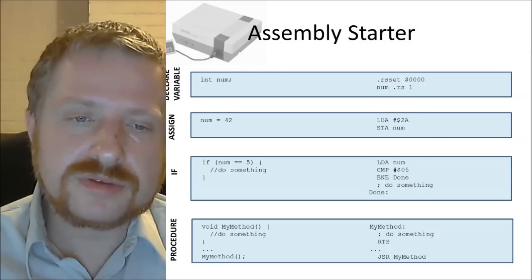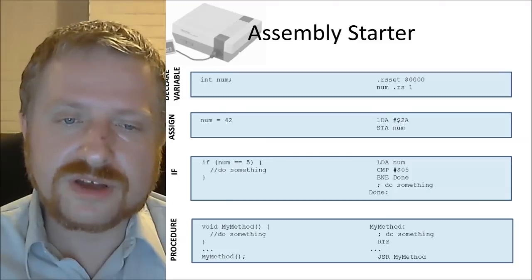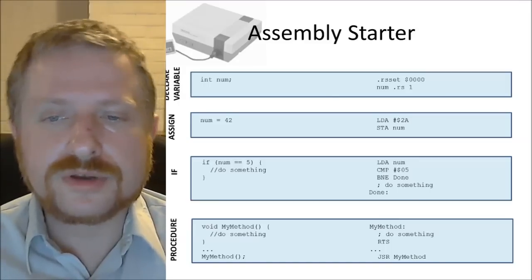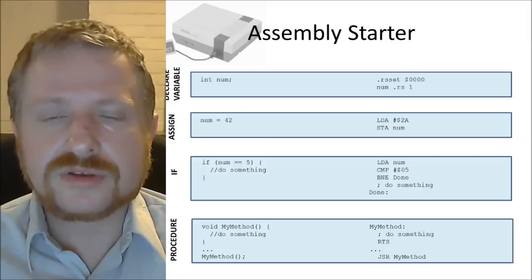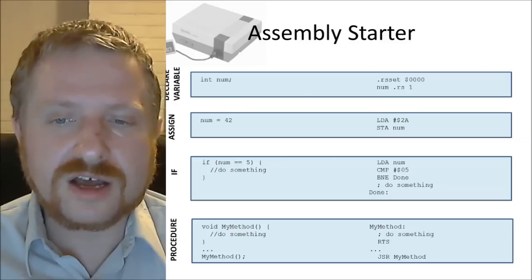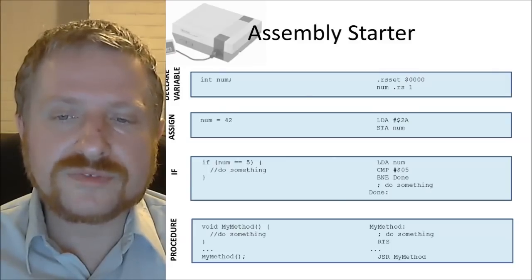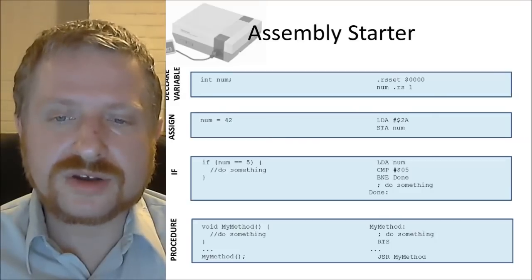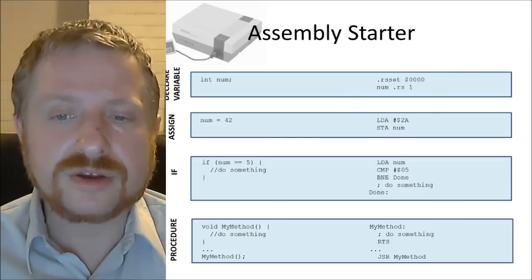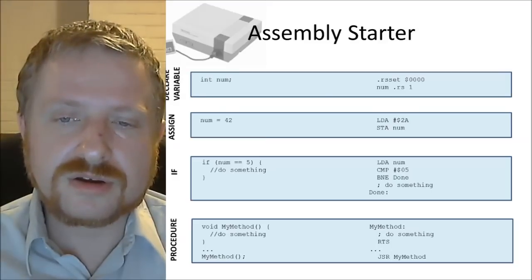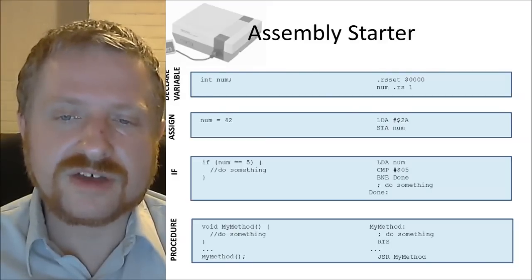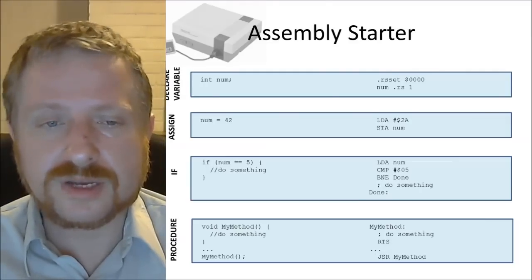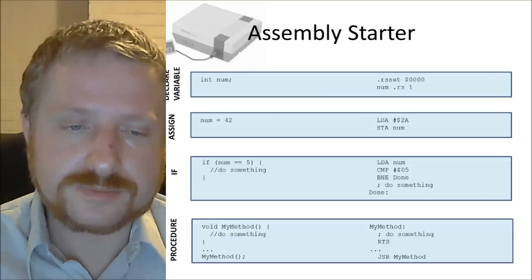To do an if statement, you see there on the left, you do an if number equals 5 in a traditional language, then you do something. In assembly, you load your variable into the accumulator. You compare it to that value, in this case 5. And then if it's not equal to 5, we branch. If it's not equivalent, we branch down to done, which means we skip everything in the do something section. You see there all comments in the 6502 assembly are preceded by a semicolon, whereas in a traditional programming language you might see something like 2 forward slashes.